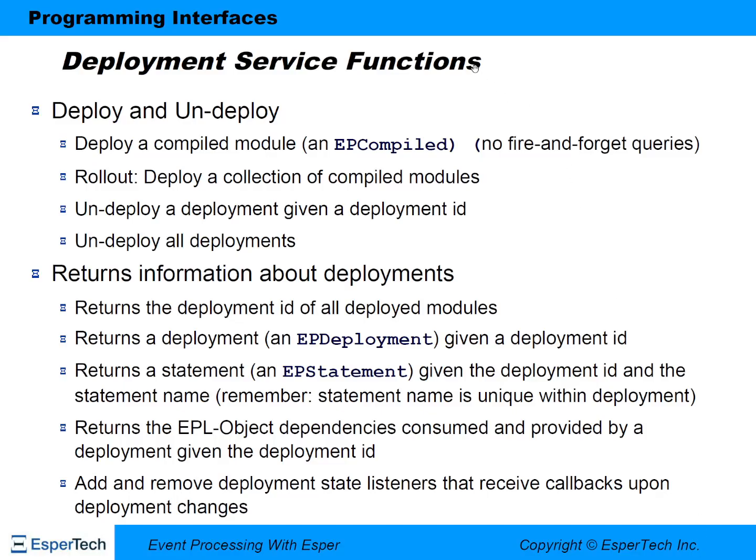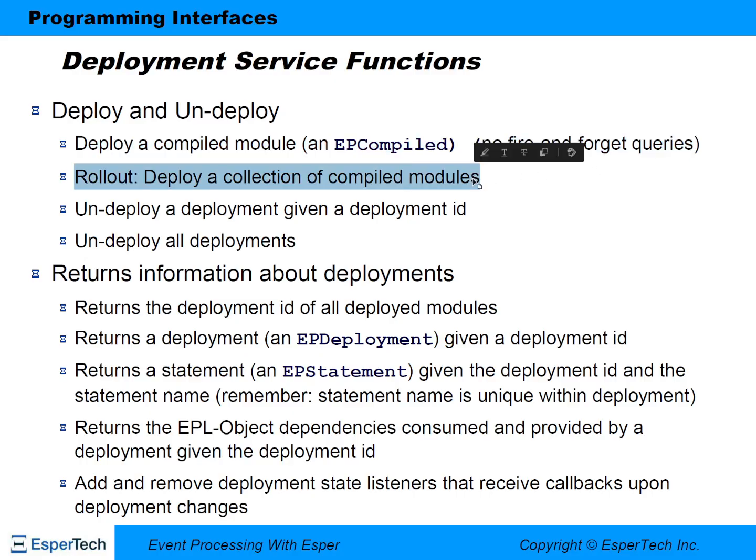The deployment service is for deploying and undeploying compiled modules and for returning deployment information. The deployment service provides these functions. The deployment service can deploy a compiled module. The compiler outputs an EP-compiled instance when compiling a module. The deployment service does not allow fire and forget queries.